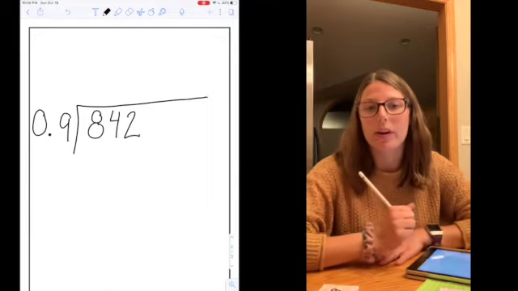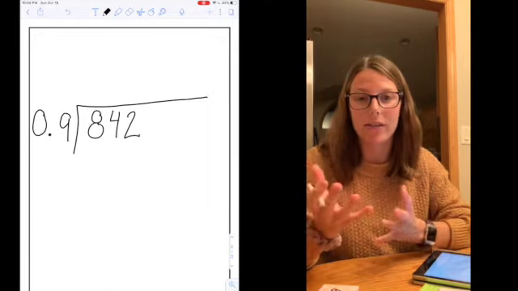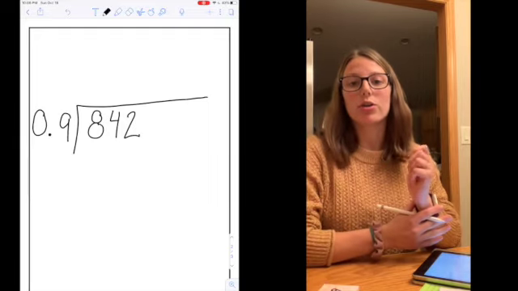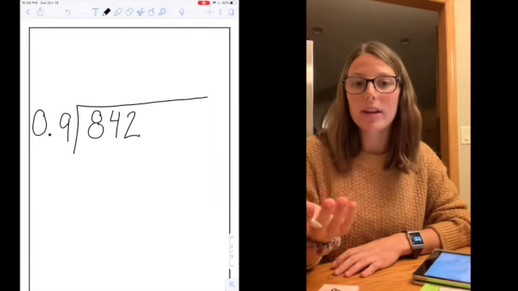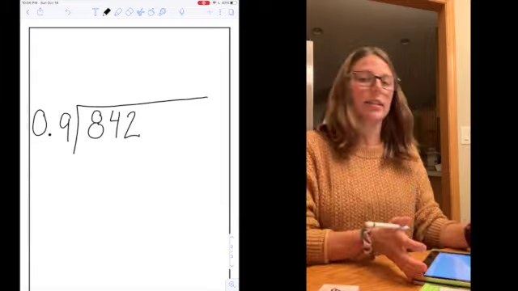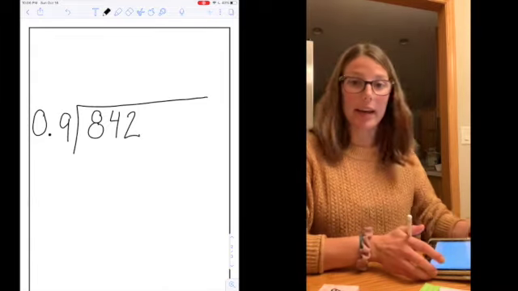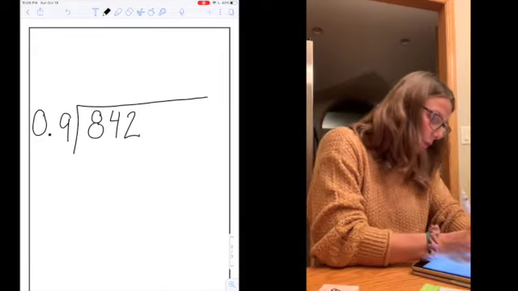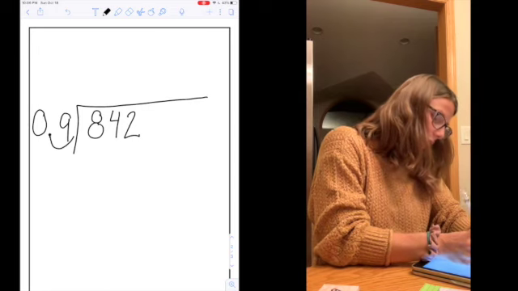Now the first rule of dividing with decimals is that you can never have a decimal in your divisor. So what can you do to get rid of it? Well, you could easily multiply by 10 in order to move your decimal one place over to the other side of the 9.